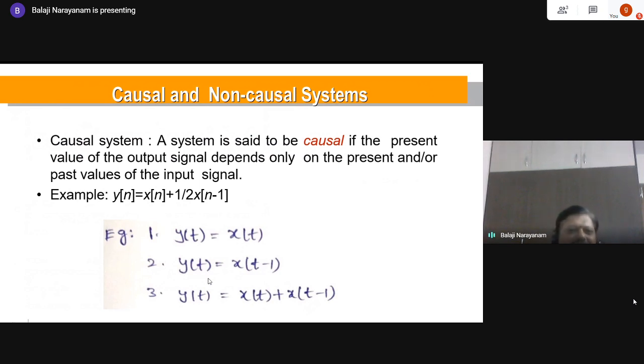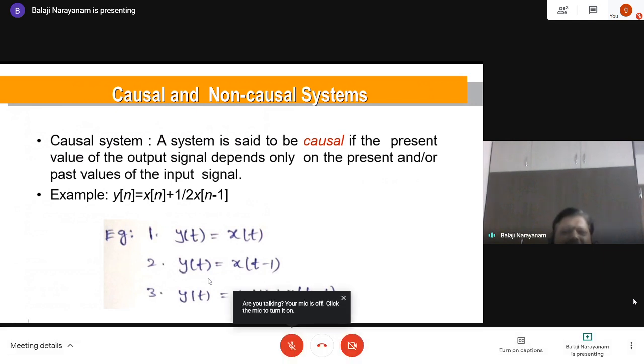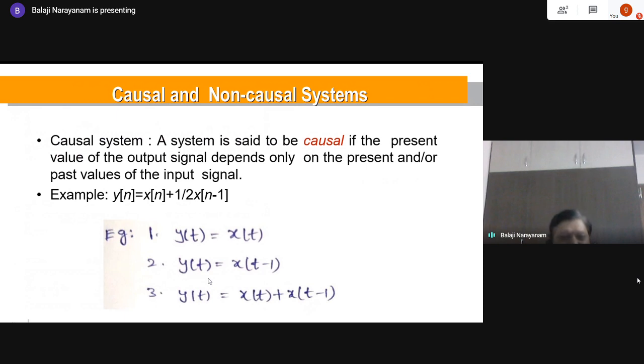So now let us define a causal system. A system is said to be causal if the present value of the output signal depends only on the present and/or past values of the input signal. So there is no mention of the future input signal in the causal system. That clearly indicates a causal system does not depend on the future input values. And let us take an example. We have an example of y of n is equal to x of n plus 1 by 2 x of n minus 1. This is one example.